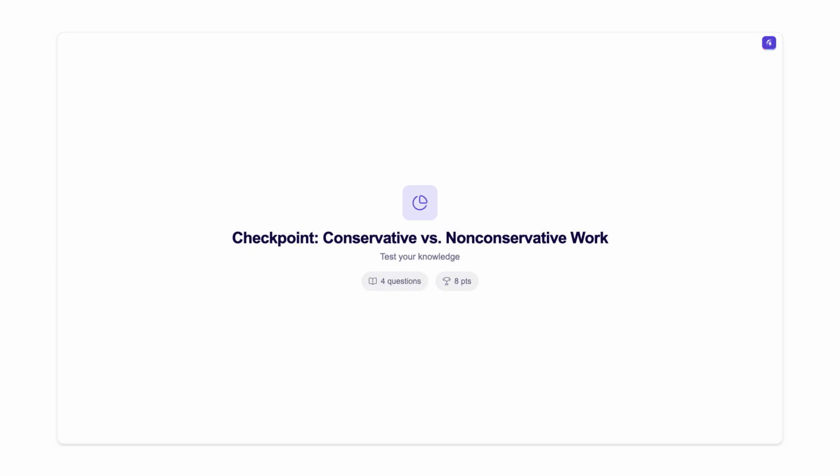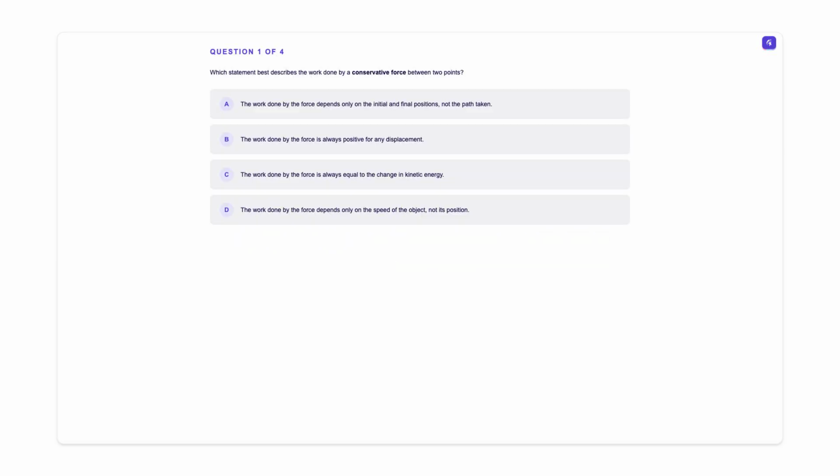Pause here to check your understanding of conservative and non-conservative work. Focus on whether the work depends on the path and how that connects to potential energy. Which statement best describes the work done by a conservative force between 2 points?